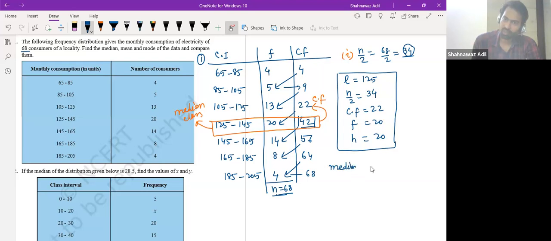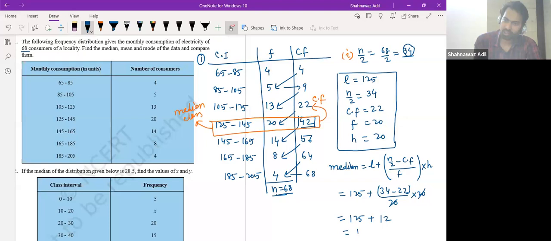The median is L plus n by 2 minus CF, divided by f, into h. So L is 125 plus 34 minus 22, divided by 20, into 20. This one is good. This question is good, right? So whenever all the things are cancelling, then that is a relief, right? So this would be 137.